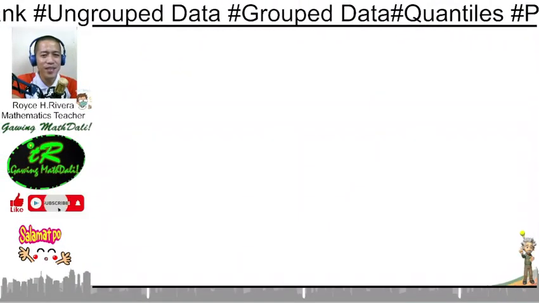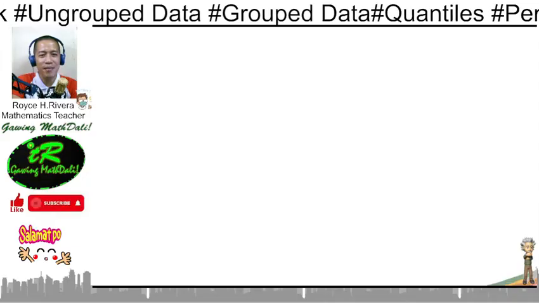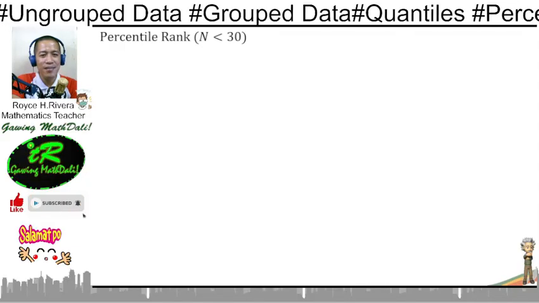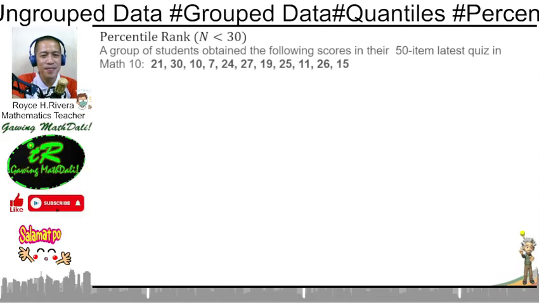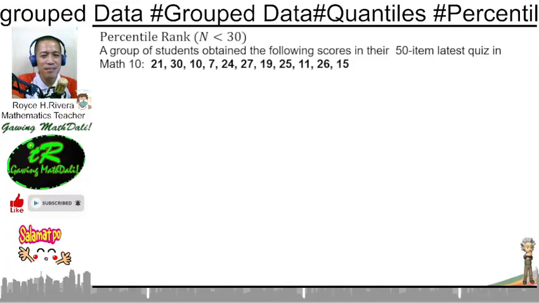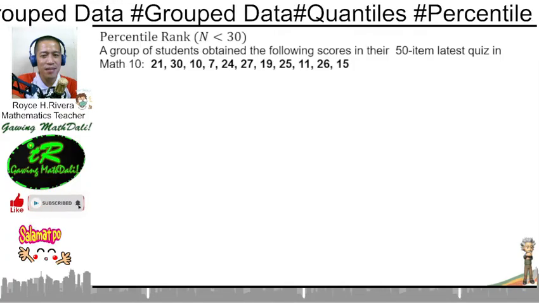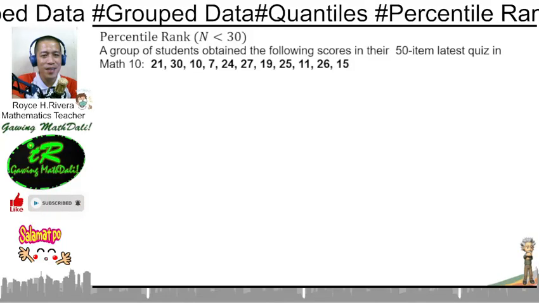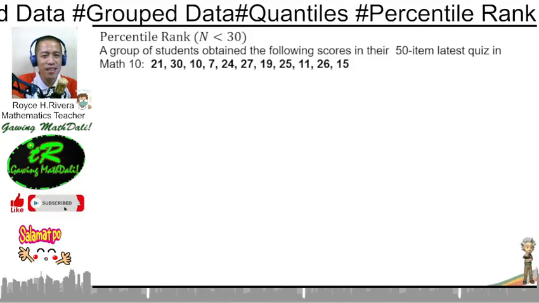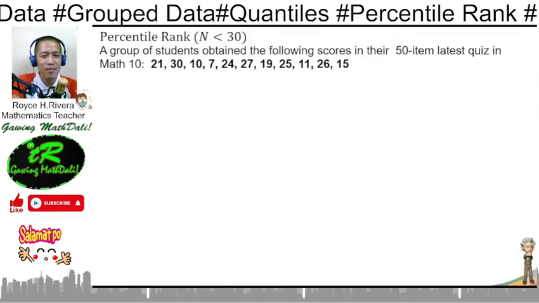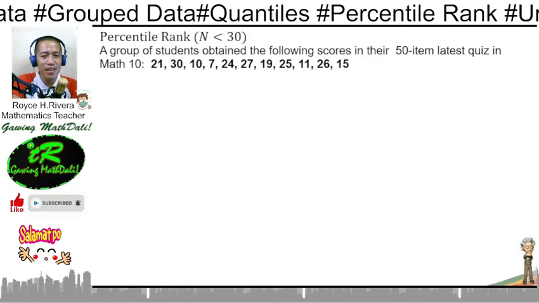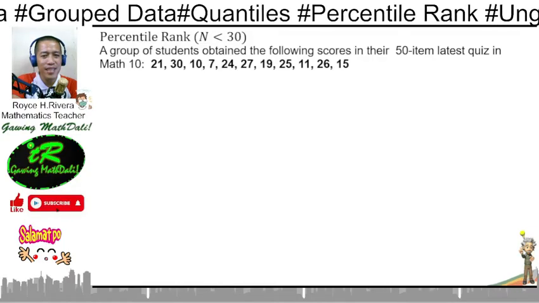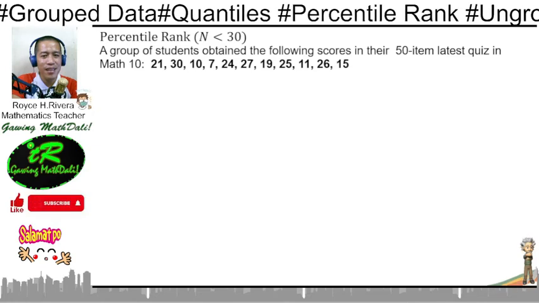Let us take a look at our first example. Percentile rank for ungrouped data. A group of students obtained the following scores in their 50-item latest quiz in Math 10. The scores are 21, 30, 10, 7, 24, 27, 19, 25, 11, 26, and 15.